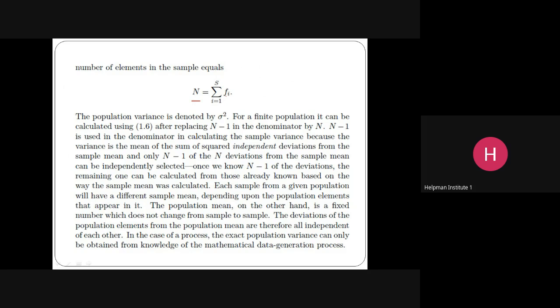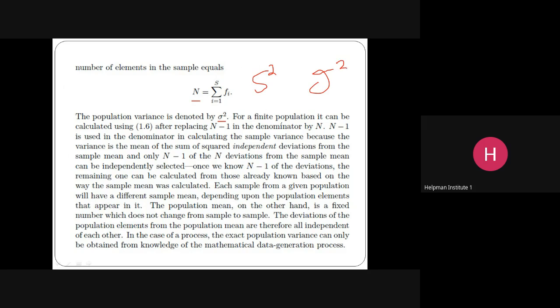So we sum each individual frequency, just like we have explained earlier on. The population variance is denoted by sigma squared. Remember, we say that the sample variance is denoted by S squared, whereas the population variance is denoted by sigma squared, as we can see here.